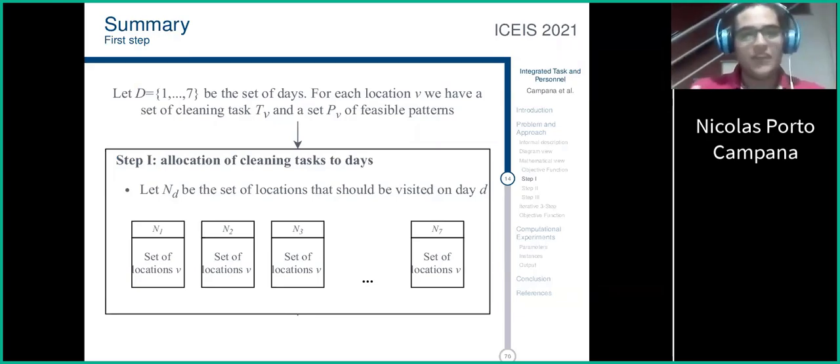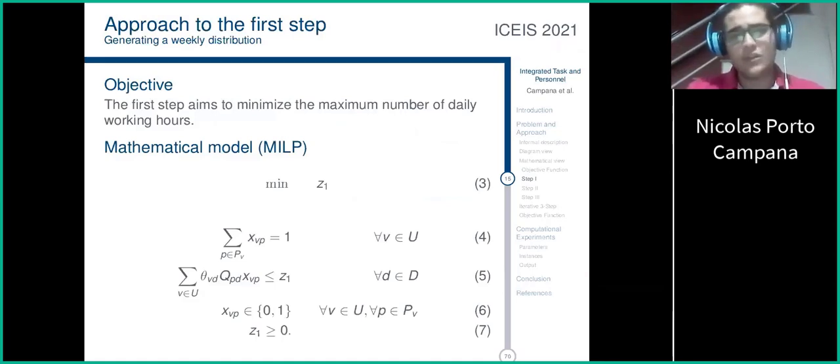For each location V, we also receive its tasks and the feasible patterns for this location. For each day, we define the set of locations that need to be cleaned on that day. We have N1, N2, N3, until N7, which correspond to the days of the week. So N7, for example, is the set of all the locations that need to be cleaned on Sunday. How do we do this? We use a mathematical model, a MILP, that aims to minimize the maximum number of daily working hours. So we want to balance more or less the same work across all the days.